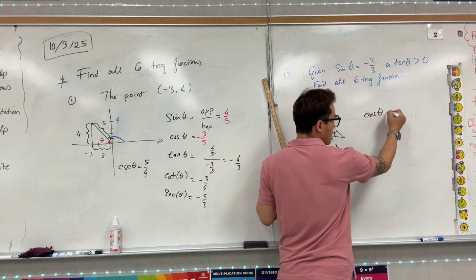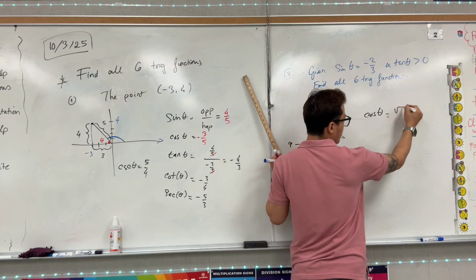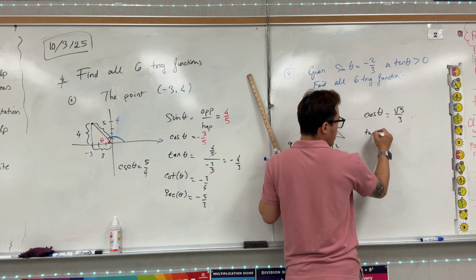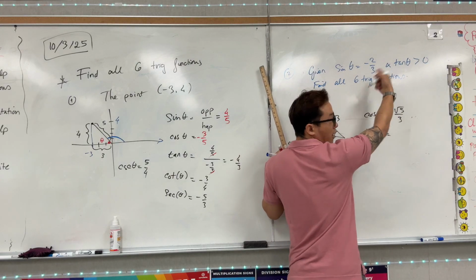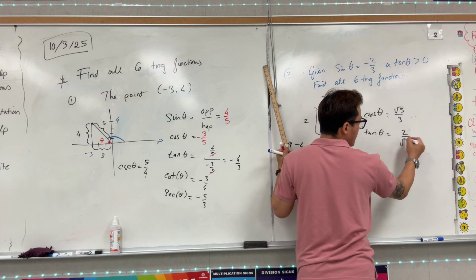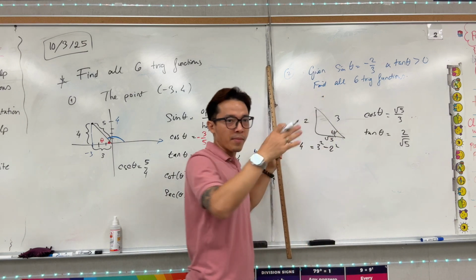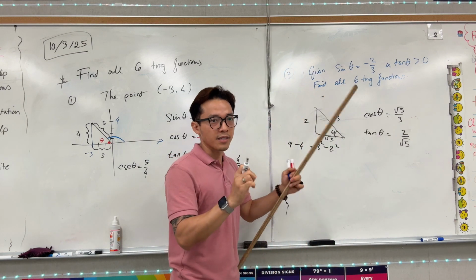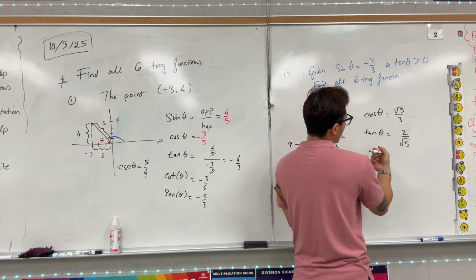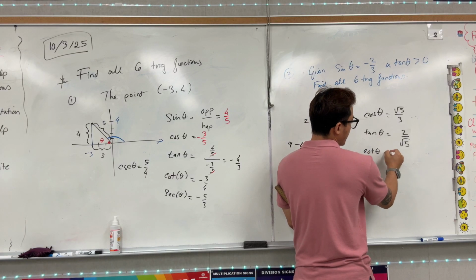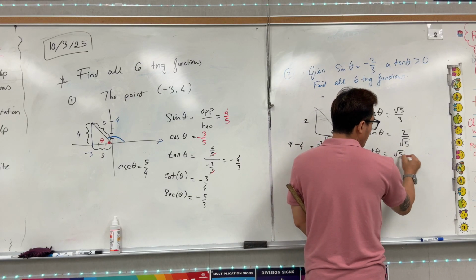Then you can find the cosine easily. Right? This is faster. I think it's faster than using the formula. Cosine is going to be square root of 5 over 3. And then tangent is sine divided by cosine. So 3 and 3 gone. Right? So you're going to have 2 over square root of 5. That's right. And then cotangent, you want to flip the tangent. So square root of 5 over 2.